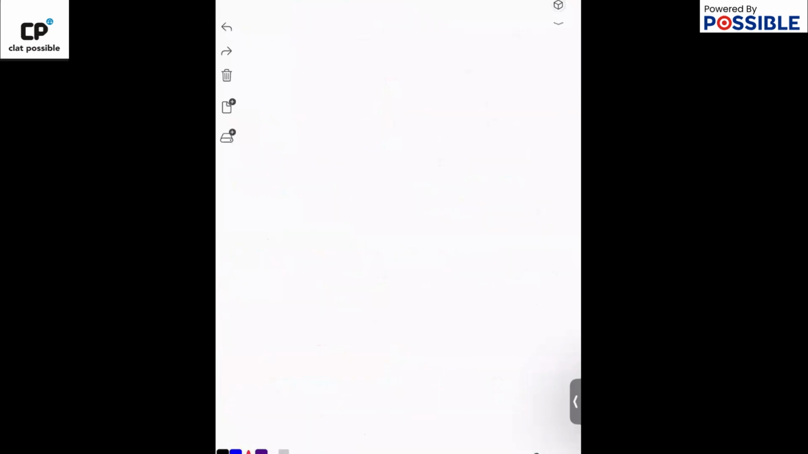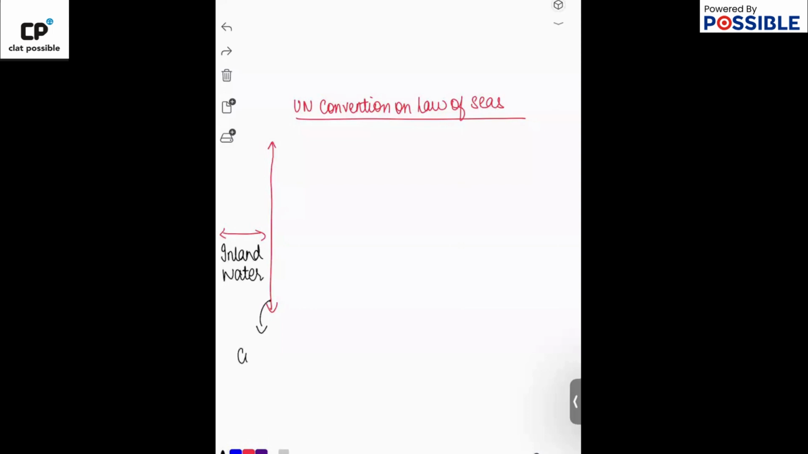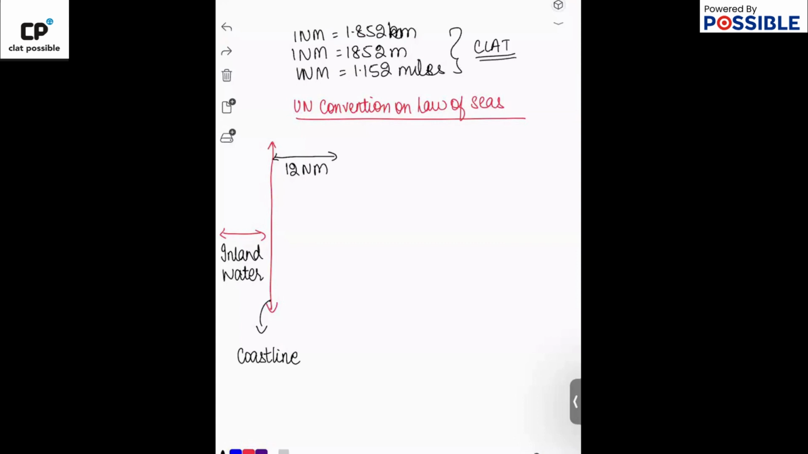Okay, let's do that. I can do that for you. So what we are talking about is the United Nations Convention on the Law of the Sea, wherein if this is your coastline, within your coastline, whatever water there is, that is termed as your inland water, which belongs to your own country. If this is known as the coastline, from the coastline up to 12 nautical miles, wherein 1 nautical mile is equal to 1.852 kilometers, sorry, this is kilometers, not meters. 1852 meters, and 1 nautical mile is equal to 1.152 miles. All three questions have been asked by CLAT, these are CLAT questions from before 2020.